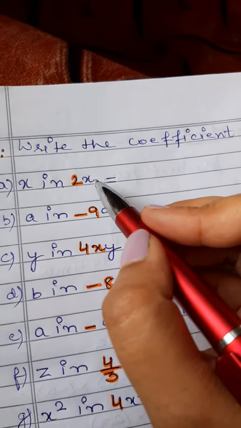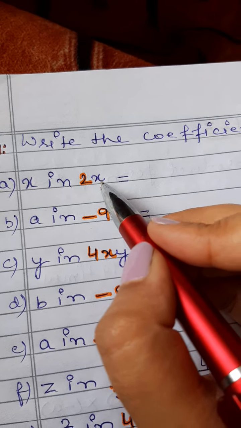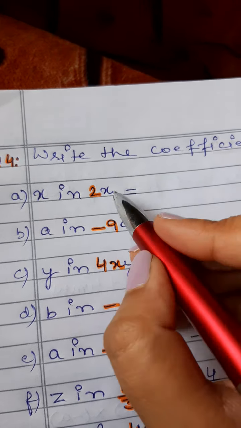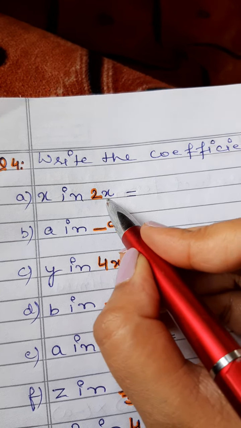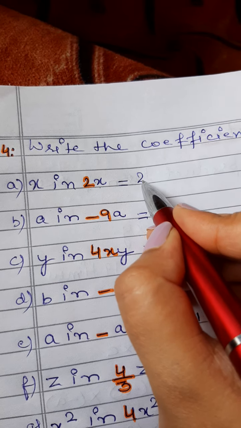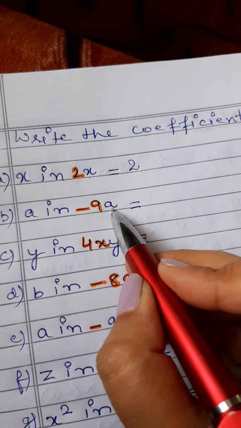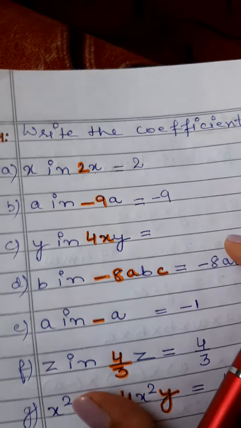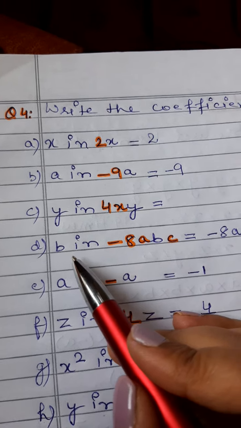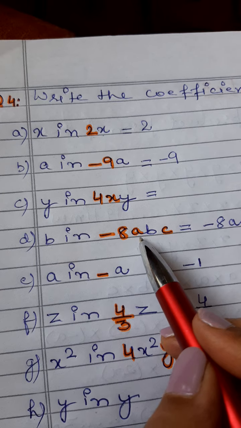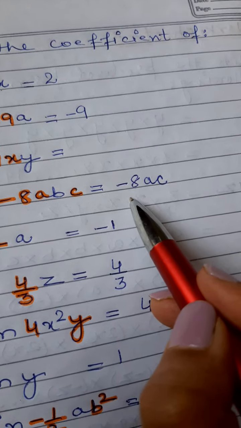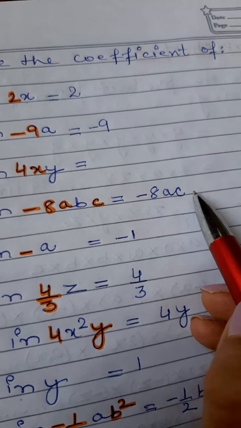Now here you have to write the coefficient of x. They are not asking about the numerical coefficient. They are just asking to write the coefficient. Now the coefficient of x here is 2, so write 2 here. The coefficient of a is minus 9. Here the coefficient of y is 4x. Here the coefficient of b is all the remaining terms, minus 8ac. So you will write it as minus 8ac.